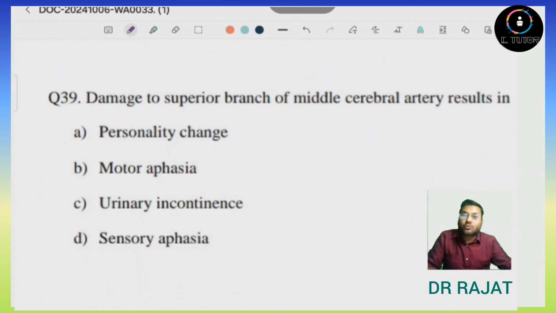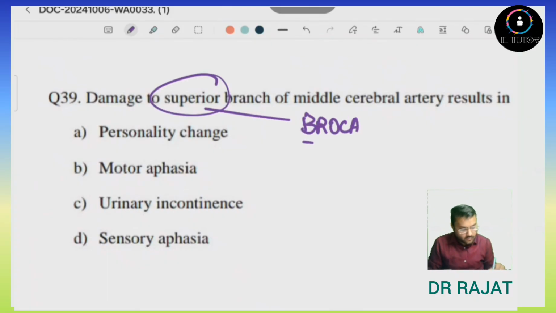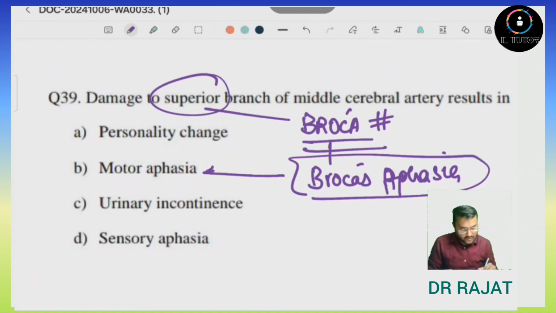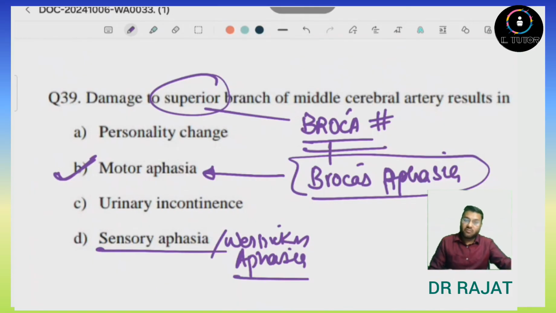The next question is damage to superior branch of middle cerebral artery results in. So, superior branch of middle cerebral artery mainly supplies to the Broca's area. So, Broca's aphasia will be there because damage to superior branch of middle cerebral artery is there. So, it will lead to Broca's area damage leading to the Broca's aphasia. And Broca's aphasia is also called as the motor aphasia. So, answer here will be motor aphasia. If we talk about the sensory aphasia, which occurs due to the damage to the Wernicke's area, then it occurs due to the inferior branch of the middle cerebral artery, not the superior branch. So sensory or the Wernicke's aphasia occurs due to the inferior branch of the middle cerebral artery.